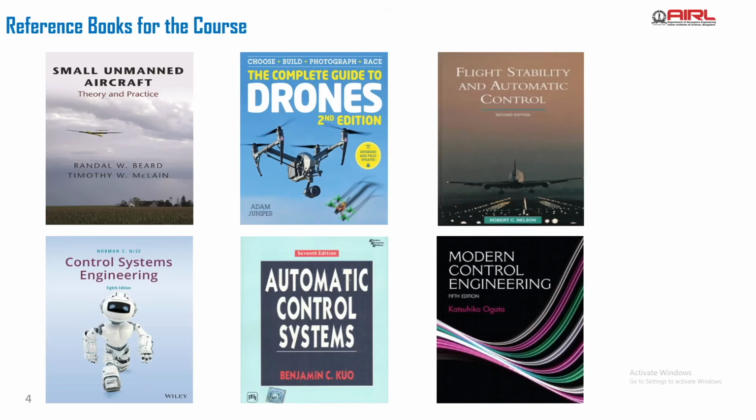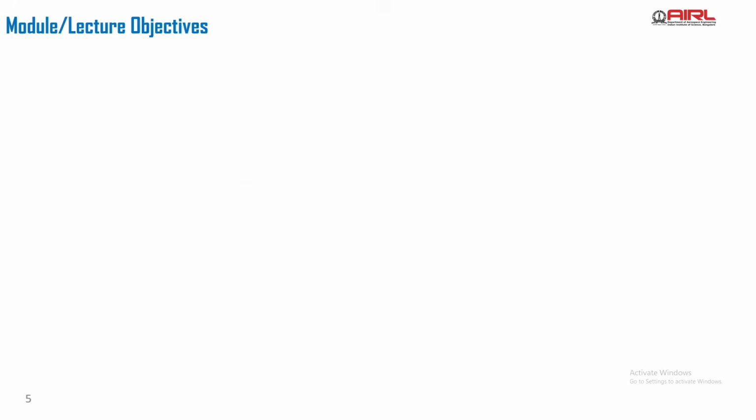Very important material is on control system engineering, automatic control systems, modern control engineering. These courses and reference books will help you understand the controller design aspect for any dynamical system. A drone being a dynamical system, we will understand how we can use these designs to develop the expected automatic controllers. From there, we talk about how we make it autonomous, right? Flight stability and automatic control will give you connections on how these controllers are implemented specifically for aerospace systems, right?